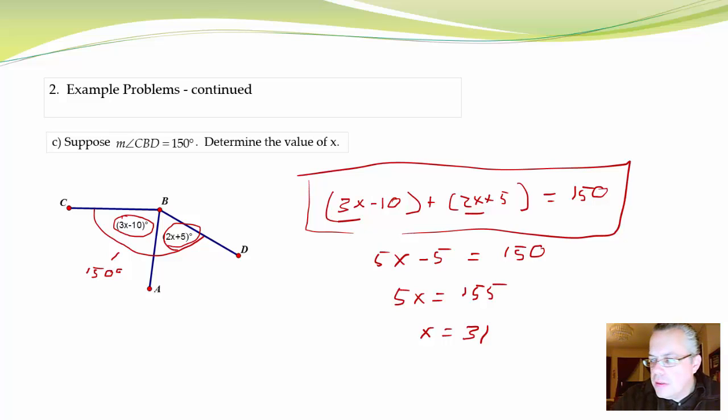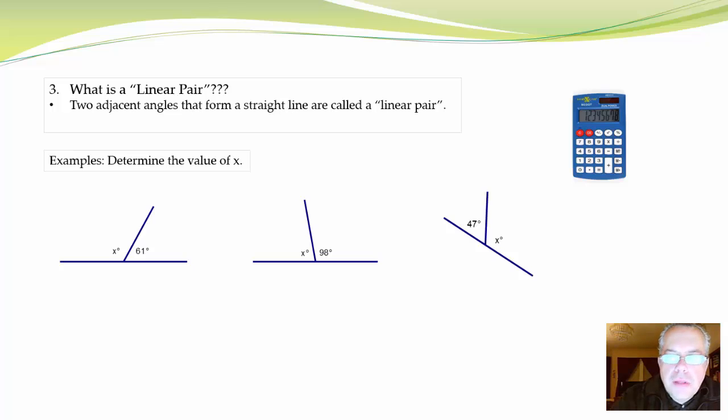All right, let's move on to linear pairs. So here's our second angle topic. A linear pair is two adjacent angles that form a straight line. So if you look at these, here are three examples. Together, they form a straight line, which is 180 degrees.